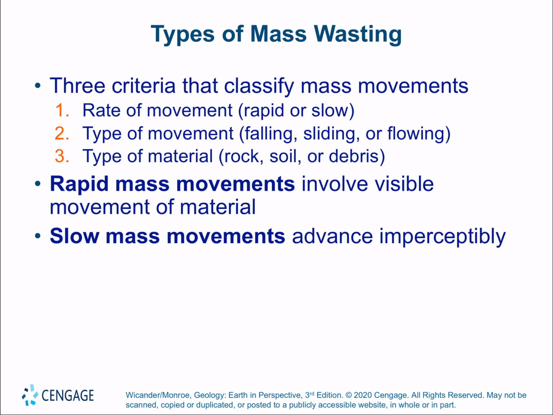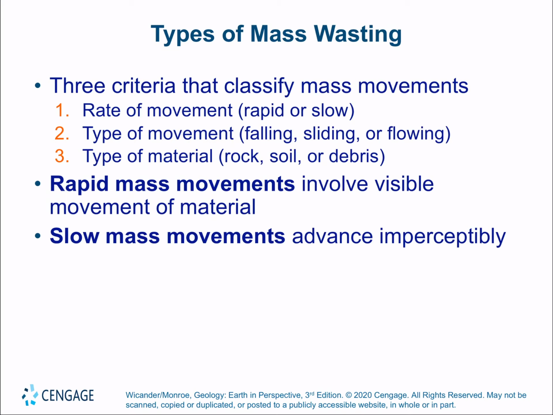Okay, hello everybody. We are going to pick up where we left off in Chapter 10 with types of mass wasting. We use 3 different criteria that classify the mass movement. First thing, we look to the rate of movement. How rapid, how slow is it? Then we look for the type of movement. Is something falling? Is something sliding or flowing?